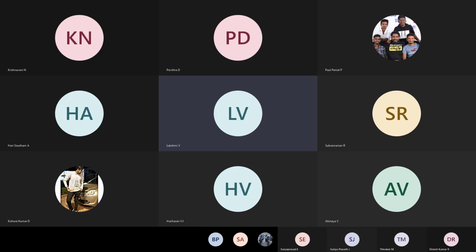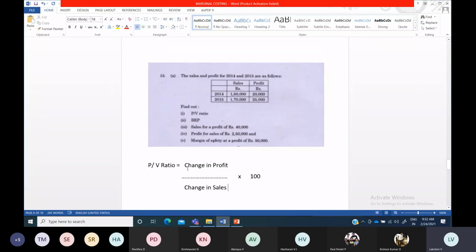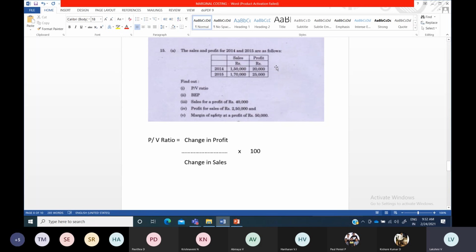So if you see here, our PV ratio formula is change in profit divided by change in sales into 100. Change in profit is from the profit information available to us. 2 years data they have given, 2014 and 15. So you have to find out the change in profit here. If you see, one is 20,000, the other one is 25,000, so the difference will be 5,000 here.